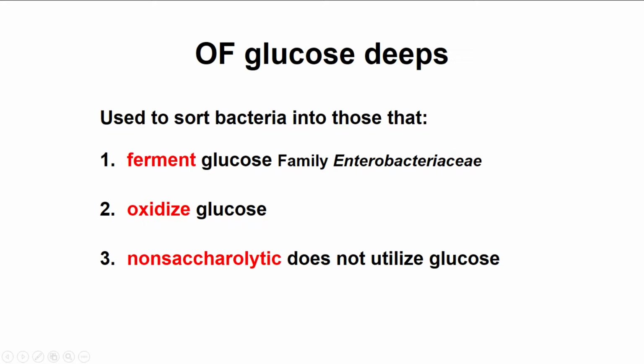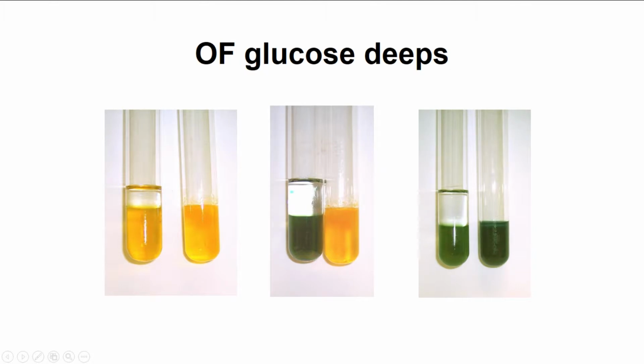There are three possible results. You can either be a fermenter, which typically means that you're in the Enterobacteriaceae family, or you're able to oxidize glucose, so you're an oxidative organism, or you're non-saccharolytic. You cannot utilize glucose. There's very few that fall into this category, but there are some bacteria that do. So you got these three results.